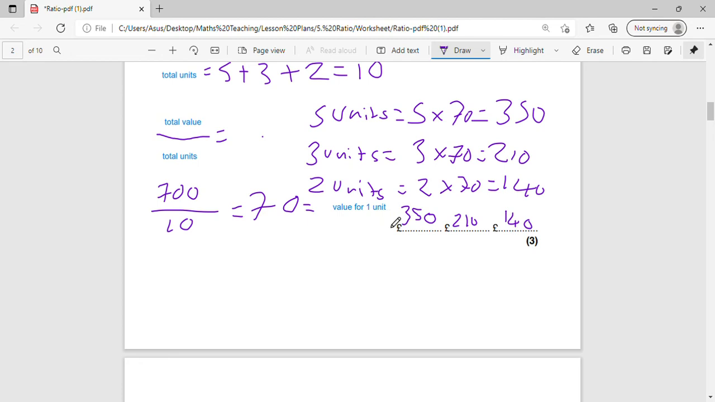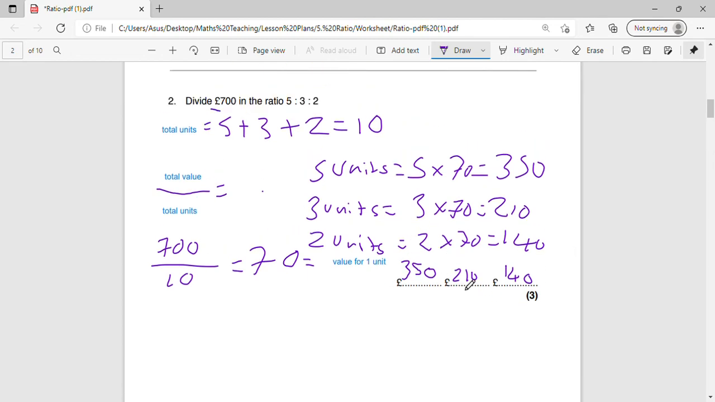And we also know, look, if we add all of these numbers together, 350 plus 210 is going to equal 560. And then plus 140 is going to equal 700. So it all adds up perfectly nicely.